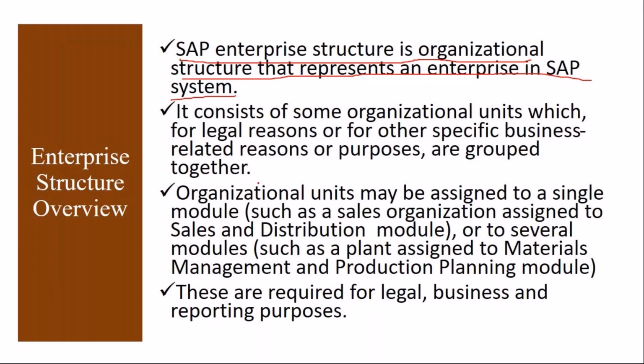An organization can have its manufacturing sites in different countries, states, provinces, cities, or it may have its service centers, from a CS point of view, in different places. All those are mapped into the system using enterprise structure. It consists of organizational units which, for legal reasons or for other specific business related purposes, are grouped together. So this enterprise structure is required to execute your business activities, and also for legal reasons and for reporting purposes.